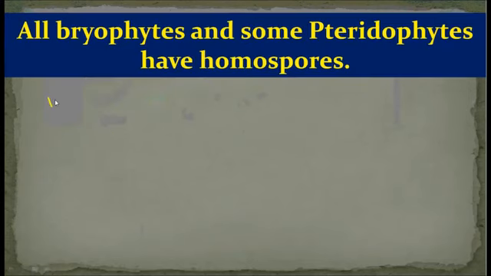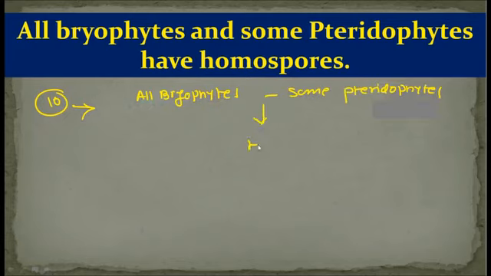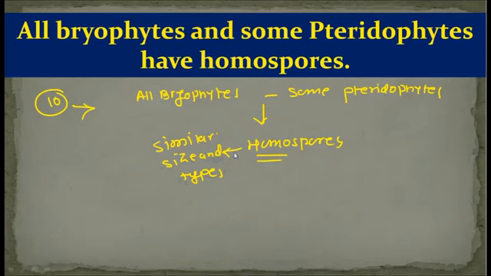All right. Next we have the tenth similarity between the bryophytes and pteridophytes, that all bryophytes, while some pteridophytes, show the presence of homospores. Now, homospores literally means spores which have a similar size and type. All right. Those spores which are similar in size and type are considered to be homospores. So all the bryophytes have homospores, but not all the pteridophytes, only some pteridophytes have homospores. In bryophytes, all the members show homospores, while in pteridophytes, only some members show homospores.